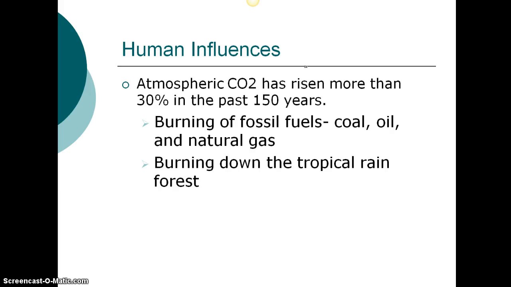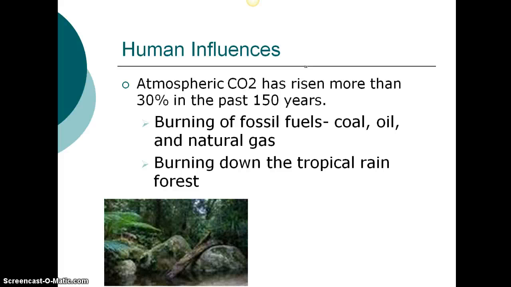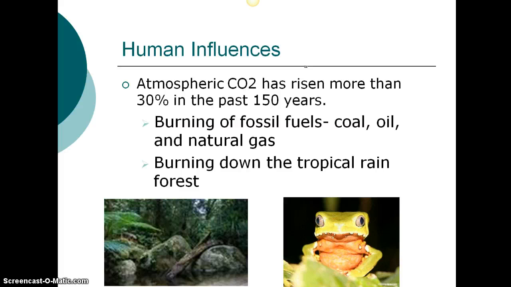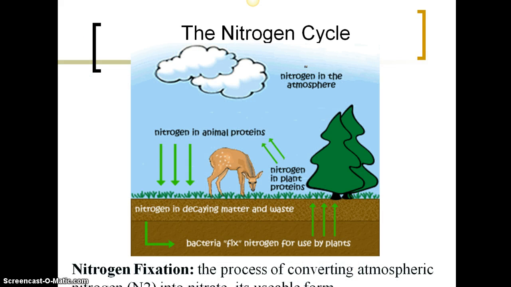All right, so some human influences. Atmospheric CO2 has risen more than 30% in the past 150 years. This is due to burning more fossil fuels. I mean, we just have more cars, we have more factories, things like that. Burning down tropical rainforest is another part of that. And so if we are cutting down trees, but we're increasing the amount of CO2 in the atmosphere, then we're not allowing for that recycling to take place. It's a natural thing.